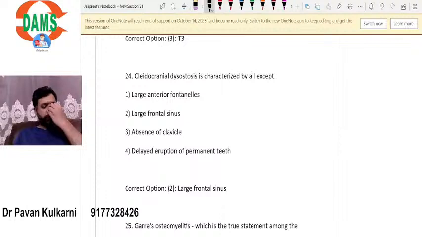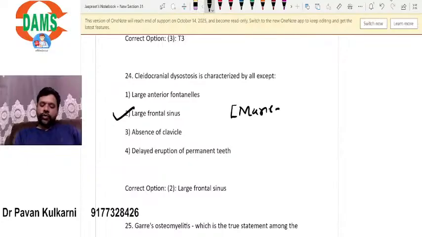Cleidocranial dysostosis is characterized by all: large anterior fontanelles, yes; large frontal sinus, no; absence of clavicle; delayed eruption of teeth. Classically, remember, large frontal sinus is not a feature of the cleidocranial disorder. Cleidocranial dysostosis is also known as Marie-Sainton disease.